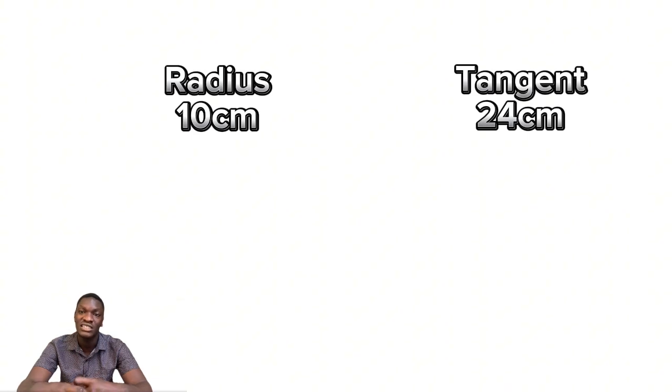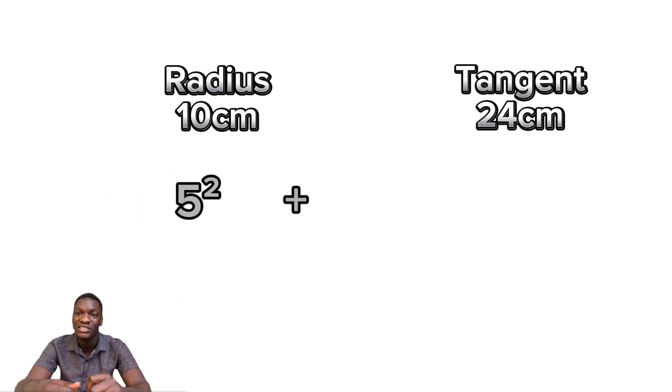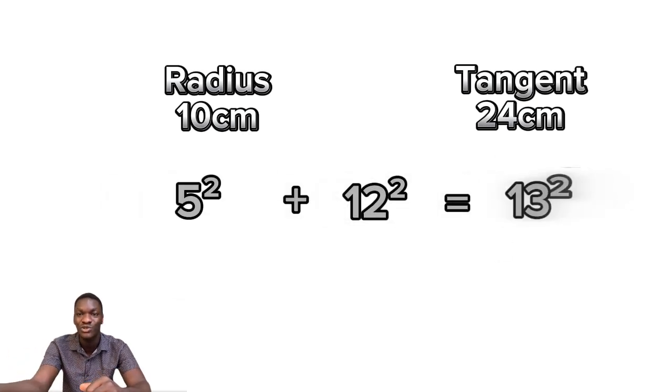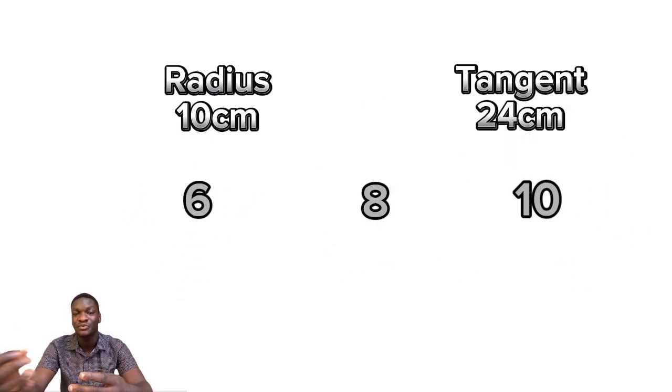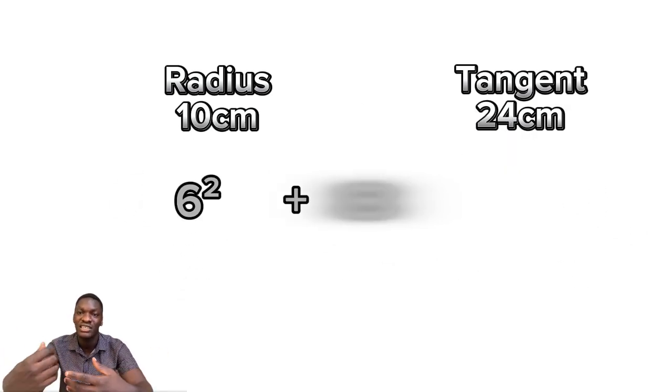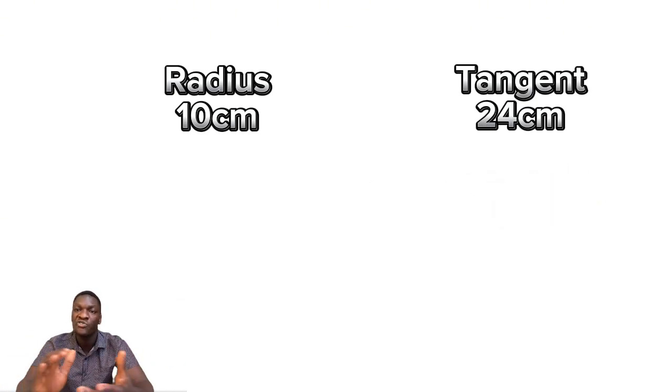Another one is 5, 12, 13. 5 squared plus 12 squared equals 13 squared. We even have 6, 8, 10. 6 squared plus 8 squared is equal to 10 squared. So those are Pythagorean triples.